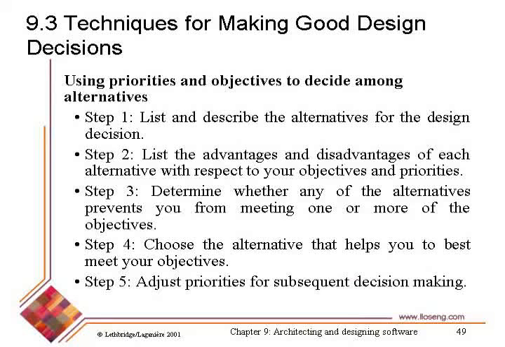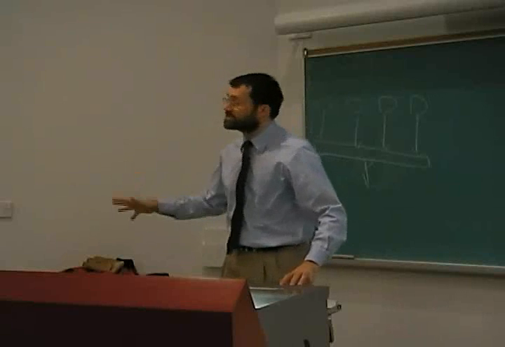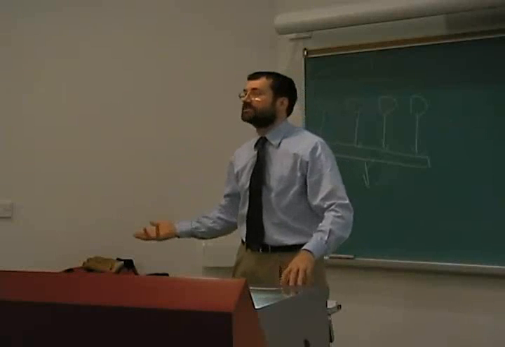I want to spend a few minutes talking about overall strategies for making design decisions. We talked about design decisions as being what you make when you have an issue, you have several options, and you have to decide between the alternatives. We want to do this in a systematic way. The systematic way involves thinking about priorities and objectives and making the decision which will best meet those priorities and objectives. And also, if we can, we do a cost-benefit analysis.